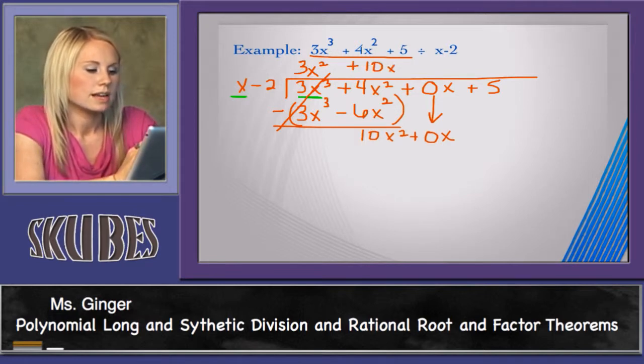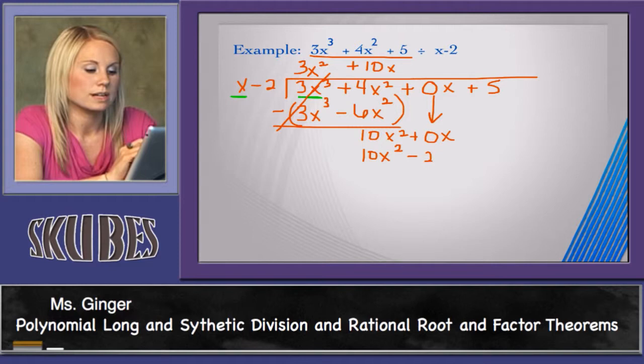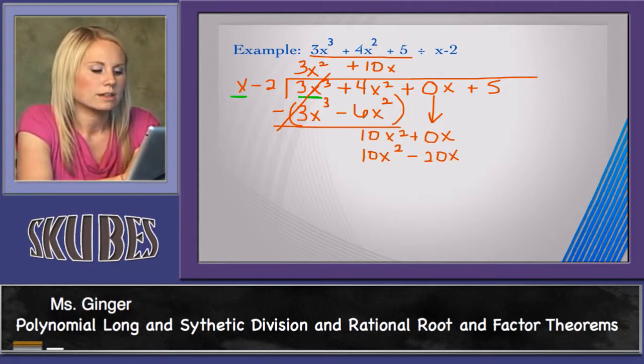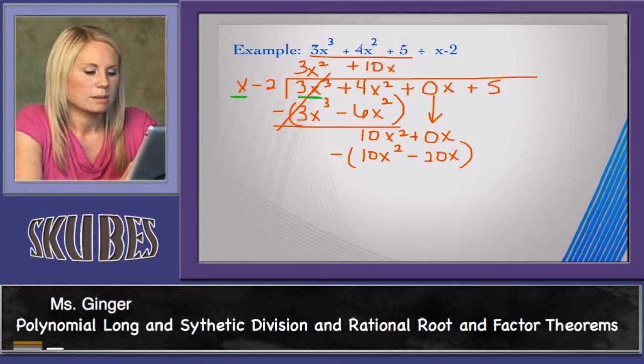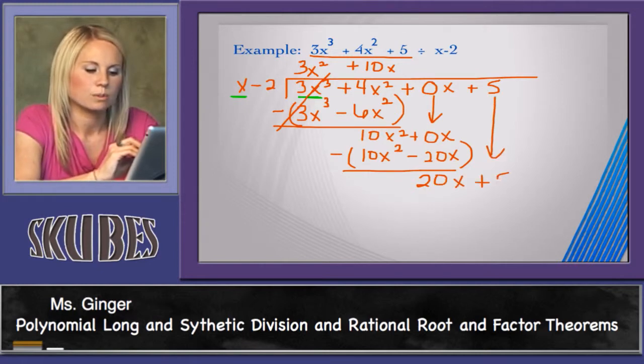10x times x gives me back 10x squared. 10x times negative 2 is negative 20x. I'm just multiplying by both things outside again. And I'm going to subtract the whole expression. So I've got 0x minus negative 20x, which is positive 20x. And I'm going to bring down my last term. Do it one more time.